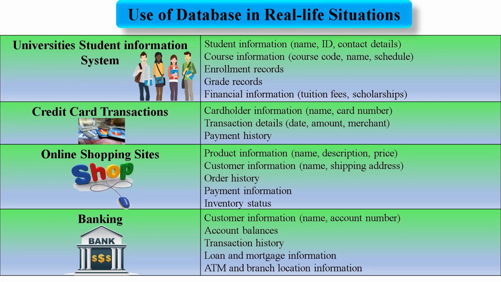Credit card transactions: cardholder information, name, card number, transaction details, date, amount, merchant, payment history. Online shopping sites: product information, name, description, price, customer information, name, shipping address, order history, payment information, inventory status. Banking: customer information, name, account number, account balances, transaction history, loan and mortgage information, ATM and branch location information.